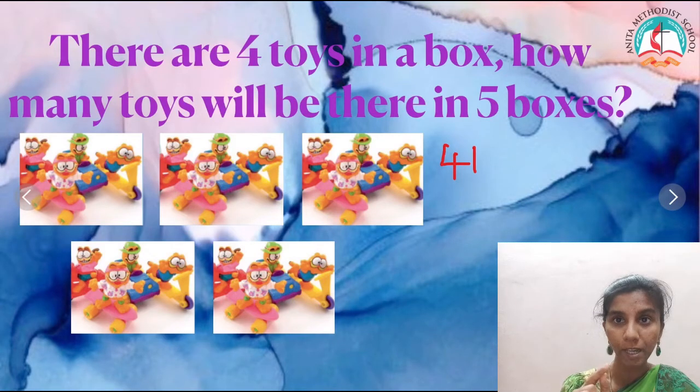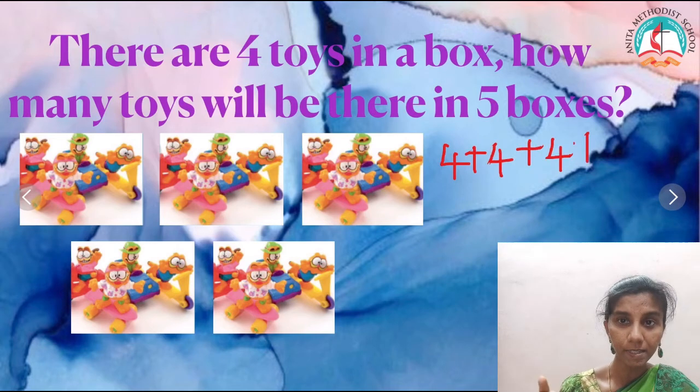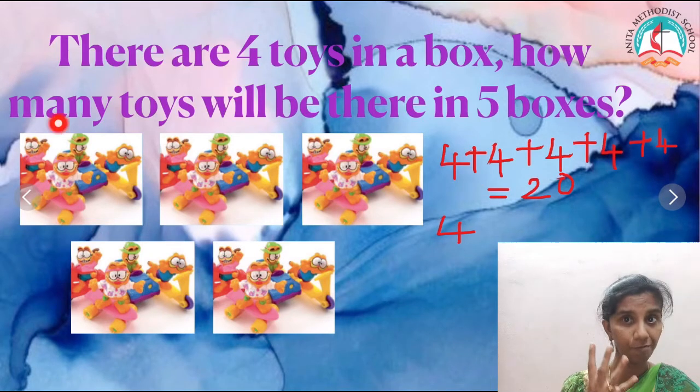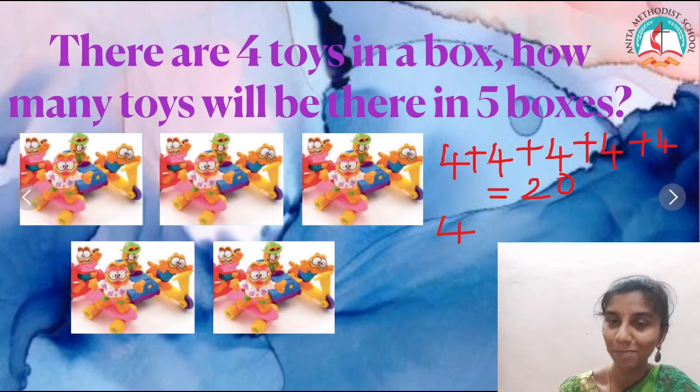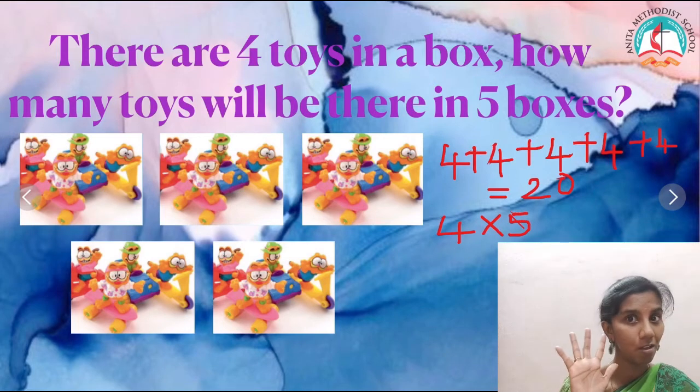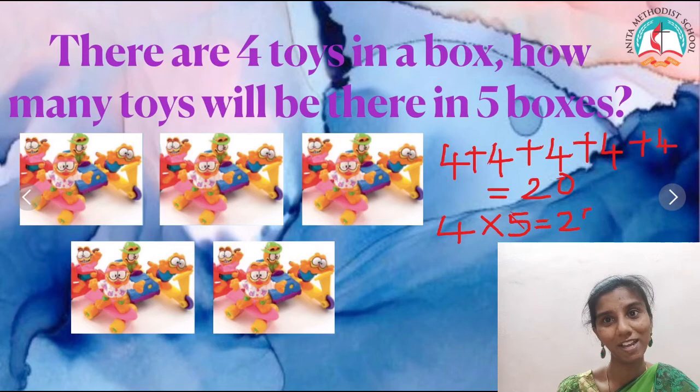4 plus 4 plus 4 plus 4 plus 4 equal to 20. Otherwise, how will you write? In each box, how many toys are there? 4. So what is the symbol of multiplication? Yes, that's good, children. Into. And then how many groups are there? 5. So 4 into 5 equal to 20.